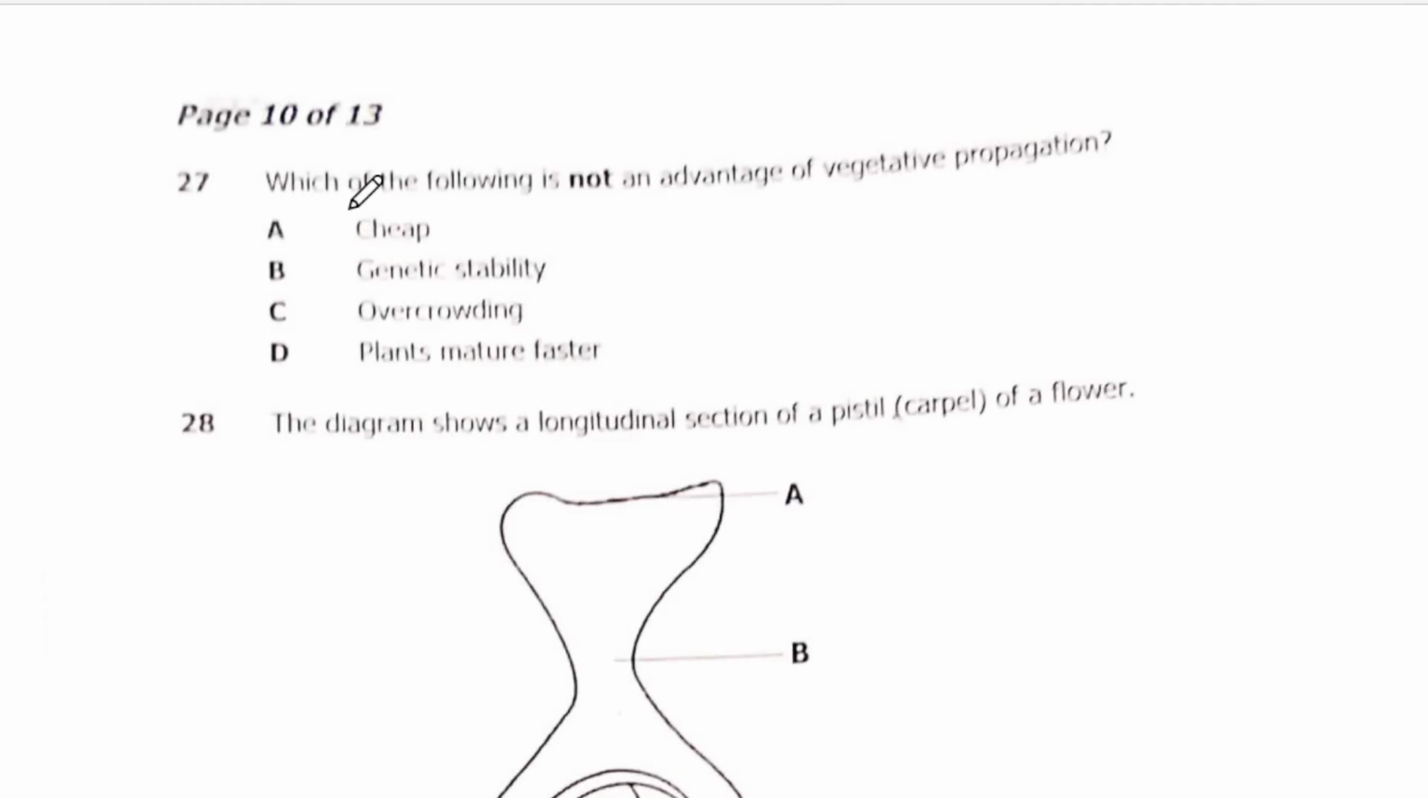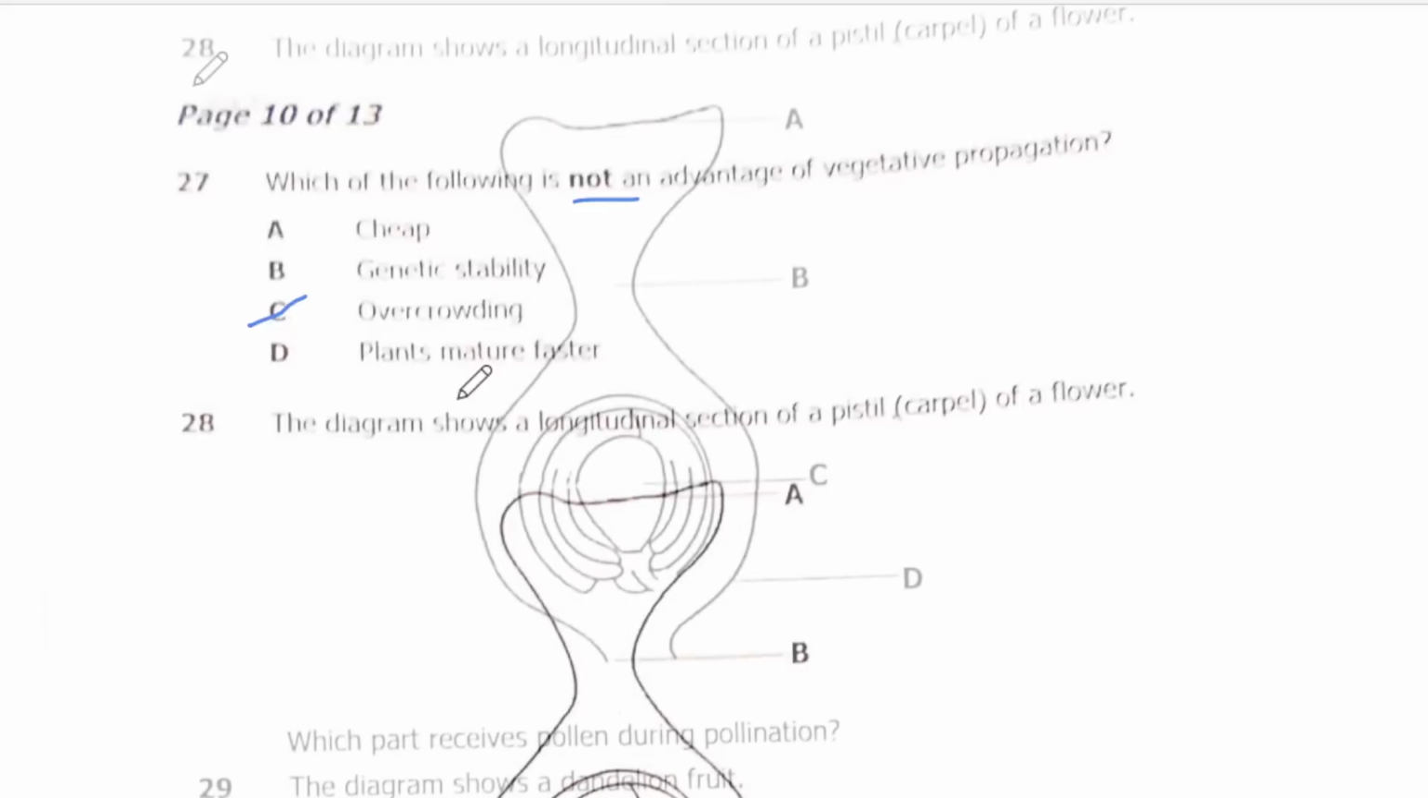27. Which of the following is not an advantage of vegetative propagation? So here we are looking for not. So chip, yeah, this is an advantage. Genetic stability, yes, this is an advantage, because if you want to get apples which taste the same, or you want bananas which have the same size or color, that will give you genetic stability. Overcrowding, no, this is not an advantage, so this was the correct answer.